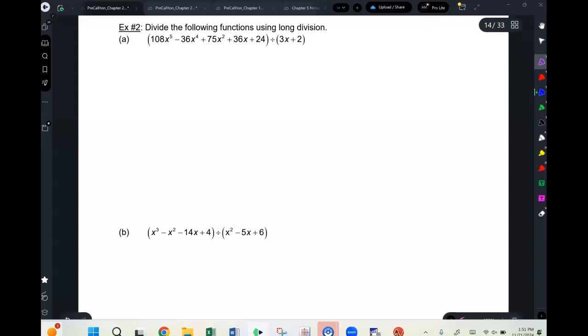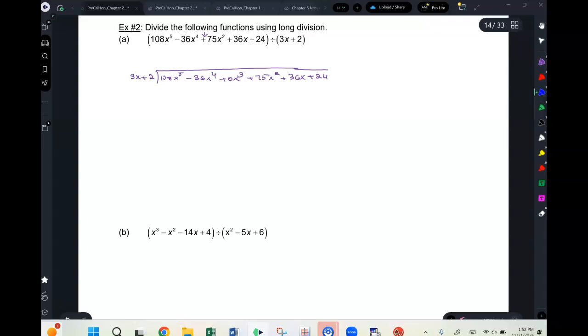So here, 3x plus 2. Don't write too big on this one. So, look, x to the 5, 4. We're missing the 3, 2, 1, 0. So here's what we're gonna do. 108x to the 5 minus 36x to the 4 plus 0x cubed, 75x squared, 36x, 24.